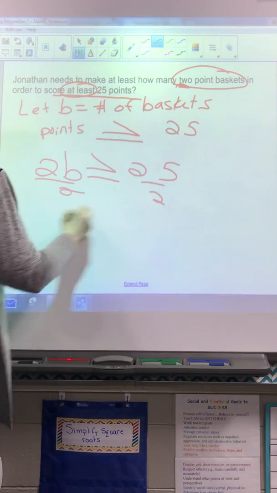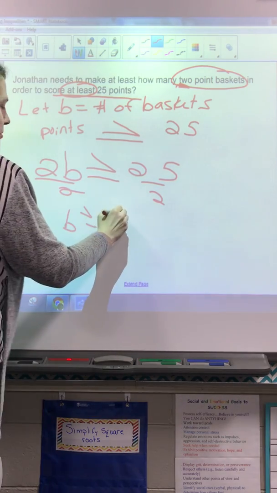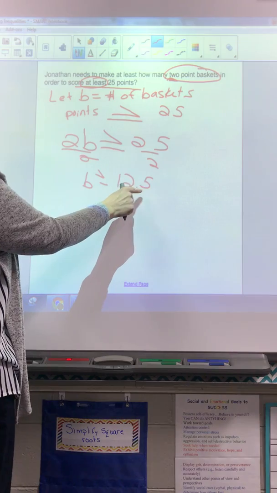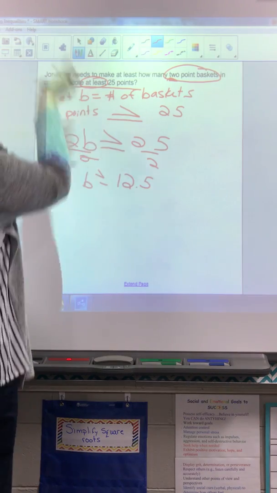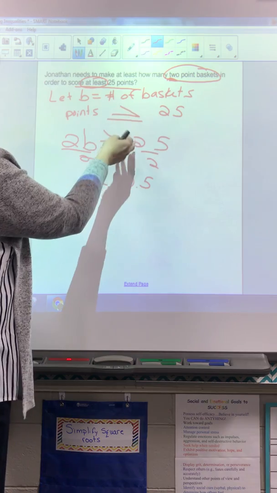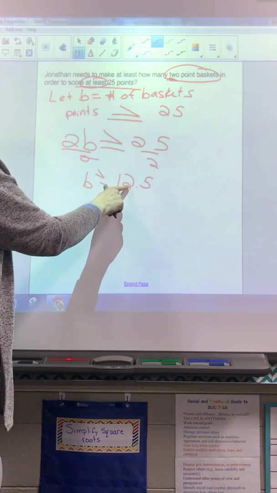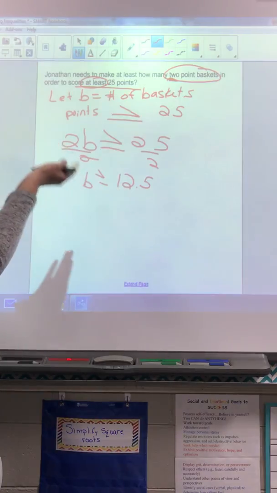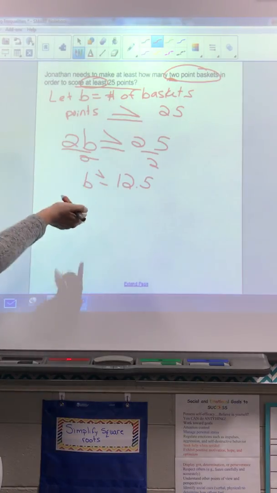Divide by 2. B is greater than or equal to 12.5. So the number of baskets he makes, 12.5. Oh, really? Seriously? You can have half of a basket? And don't be smart and tell me he can make a free throw, because that's not what the question's asking you for. So Jonathan cannot make half of a basket. So in order to make more points than 25, or equal to 25, you need to round this up to 13. If you rounded this down to 12, it would only be 24 points, and that's not the right number of baskets.